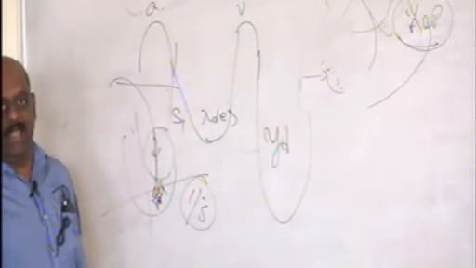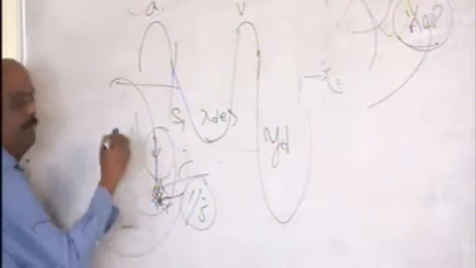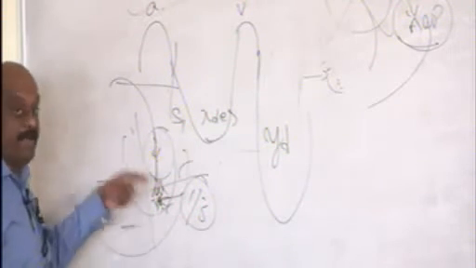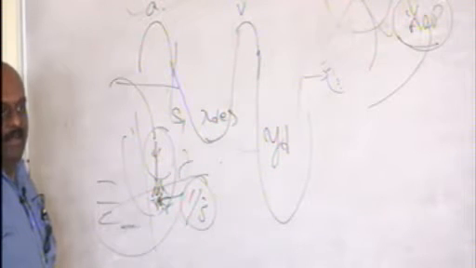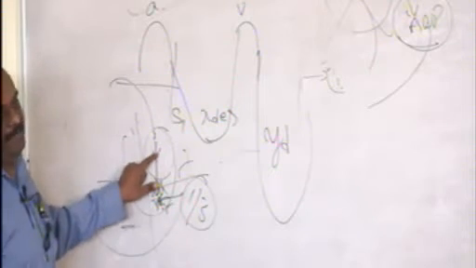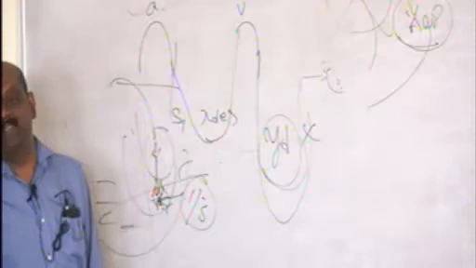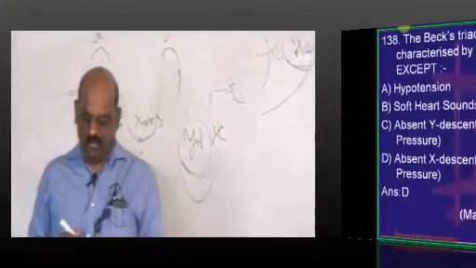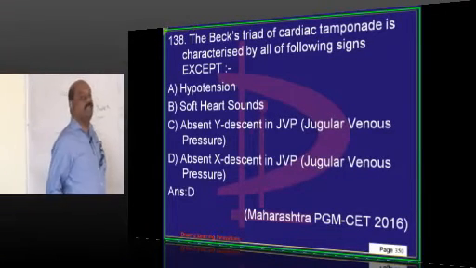If the cardiac tamponade is there, what is the hallmark of cardiac tamponade? All that fluid will lead to diastolic collapse of ventricle. That means atrium wants to fill into ventricle during diastole, but ventricle is collapsed. It won't let the atrium fill into ventricle. So if the atrium doesn't fill into ventricle, how will its pressure fall down? It won't fall down. If it doesn't fall down, you don't have Y descent. So absent Y descent is a feature of what? Cardiac tamponade.